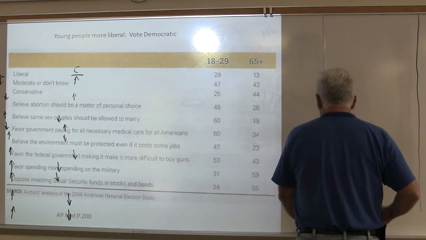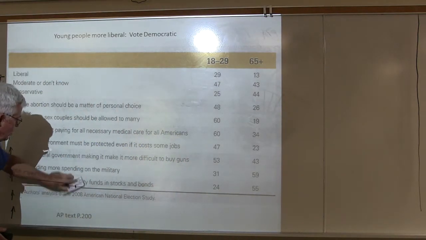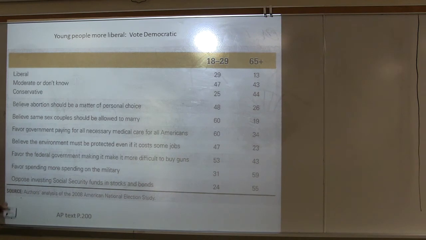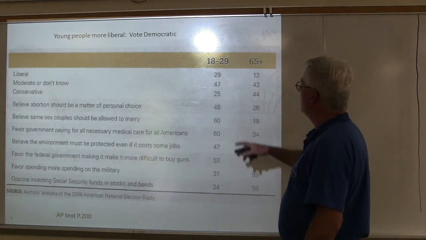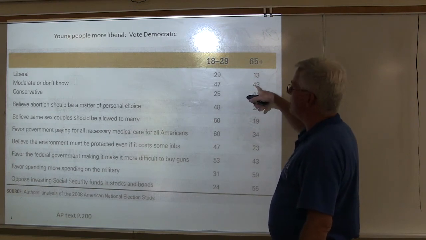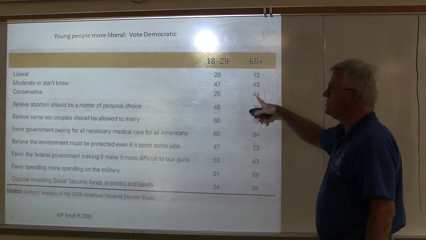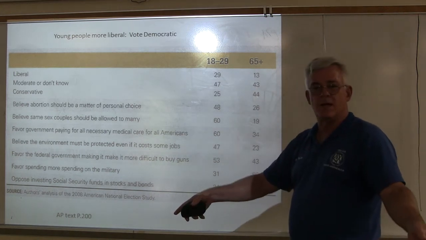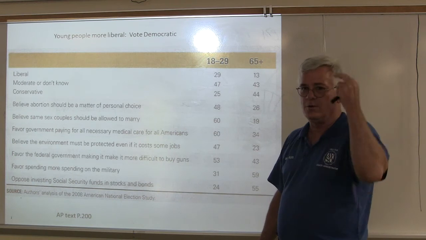All right, now, young people are more liberal than old people. Pause and look at this chart for a second, all right? Young people self-identify as liberal more than old people. Young people self-identify as moderate a little bit more than old people, and old people identify as conservative. So remember what Winston Churchill says: if you're not a liberal when you're young, you don't have a heart, and if you're not a conservative when you're old, you don't have a brain.